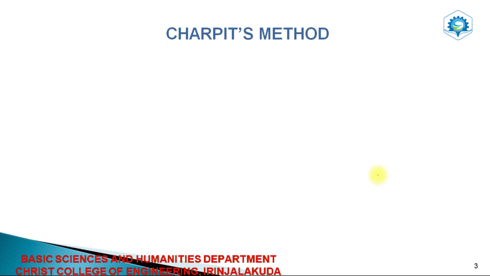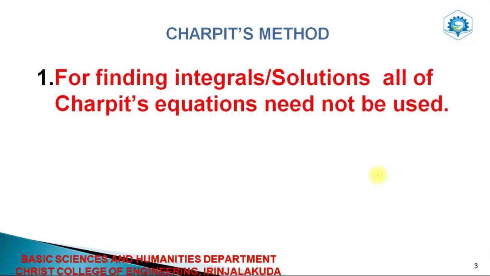Now let us quickly look at Charpit's method some more deeply. For finding integrals or solutions, we are not supposed to use all the equations involved in Charpit's equations. We know that we have more than 5 equations in the Charpit's equations, so it is not necessary to use all the fractions in the Charpit's subsidiary equations to find the integral or solution.